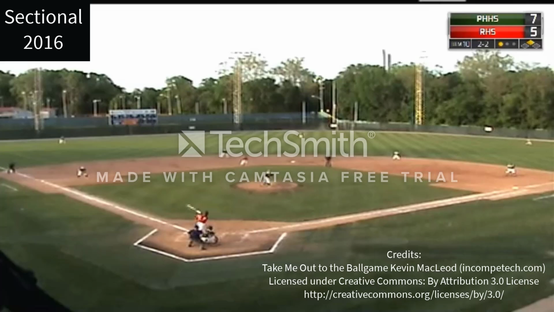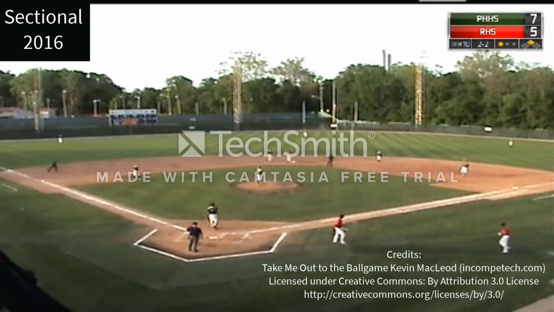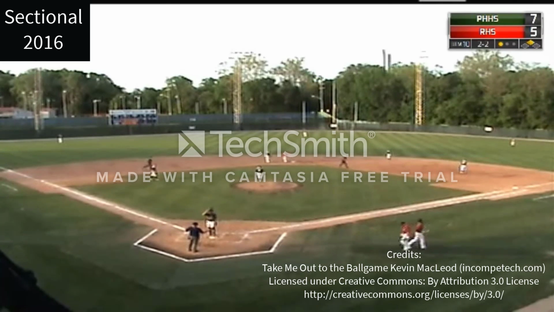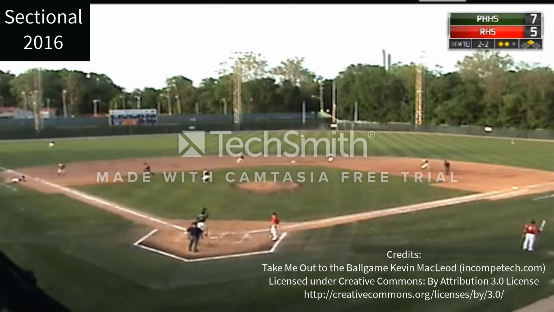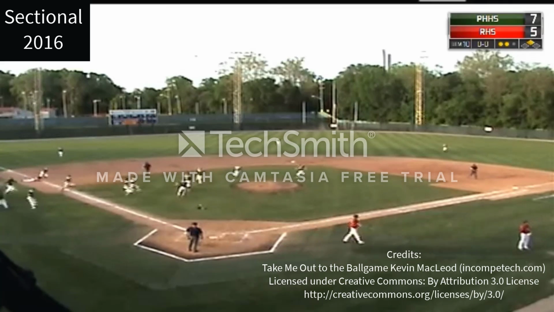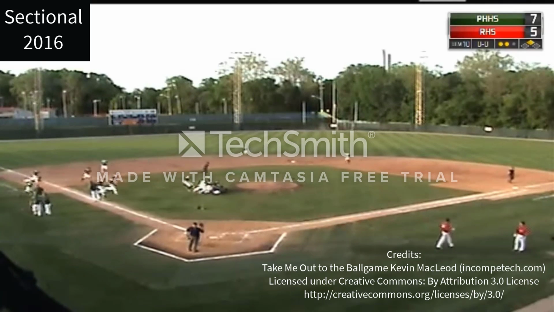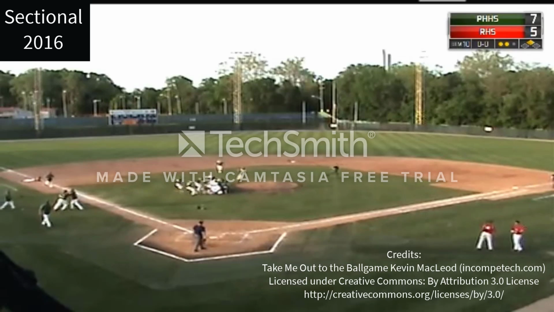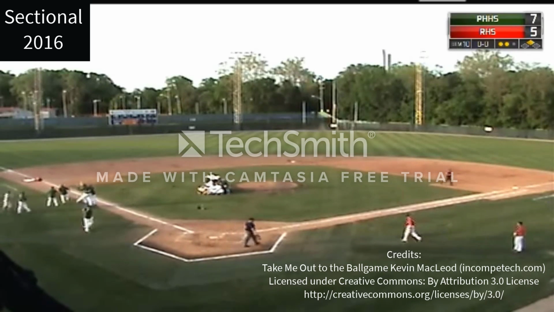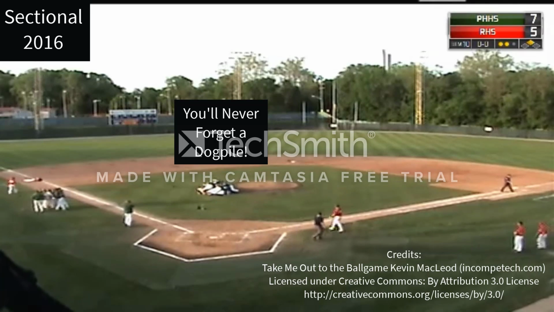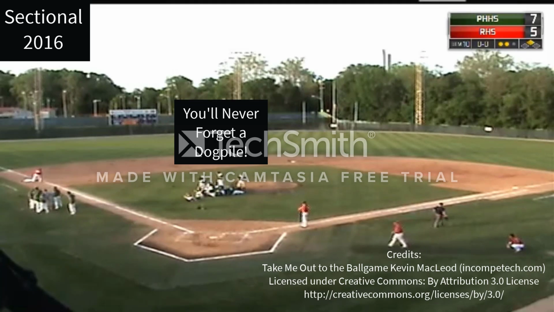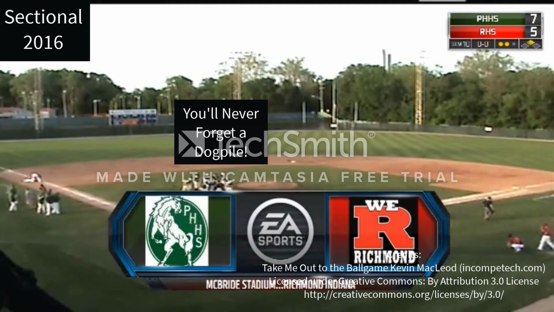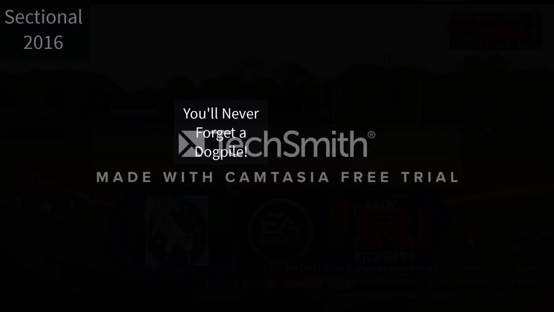Here's the pitch. Struck him out. So now the Red Devils down to their final out. And here he is, Kyler Helms. And they just threw out the runner at third, trying to steal. Oakland tried to steal third, and I'm not sure why. And it's over. And the Arabians win it by a final of 7-5.